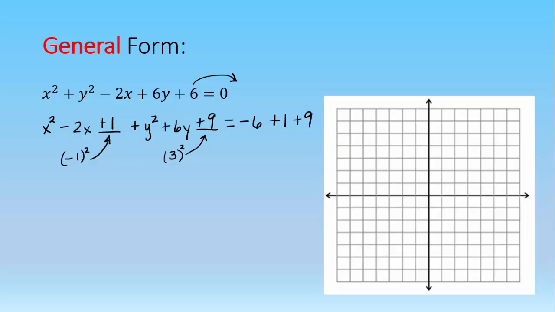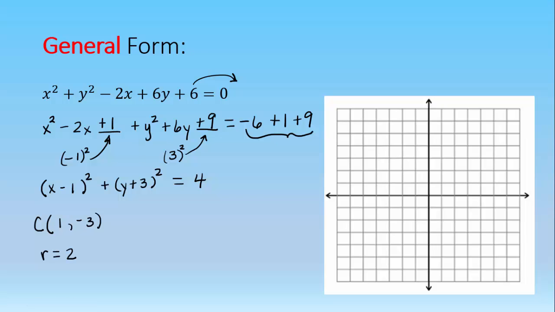And now we factor and simplify the right side to get it in standard form. So for the x's, we have a binomial squared. It's (x - 1)². Same for the y's, we have a binomial squared. It's (y + 3)². For the radius squared on the other side, we add our -6 plus 1 plus 9, which is like 10 minus 6. So that's just 4. That's the radius squared. So the center is at (1, -3). And the radius is square root of 4, which is 2.